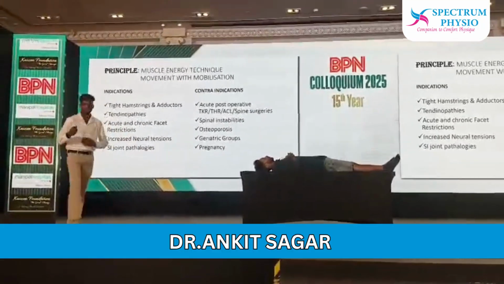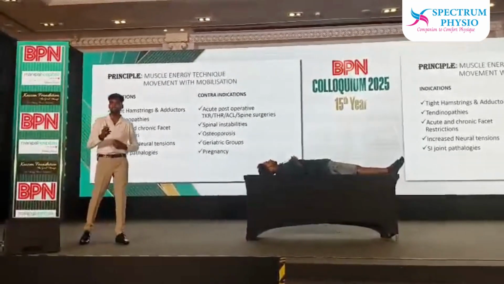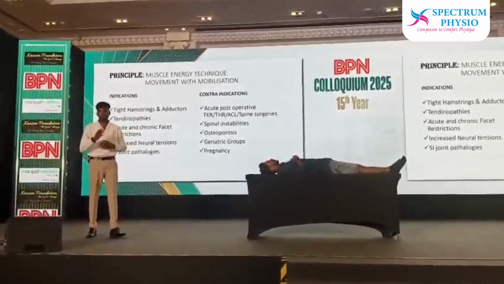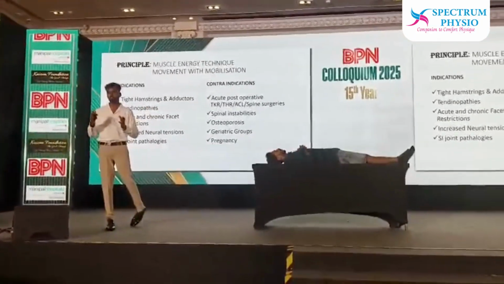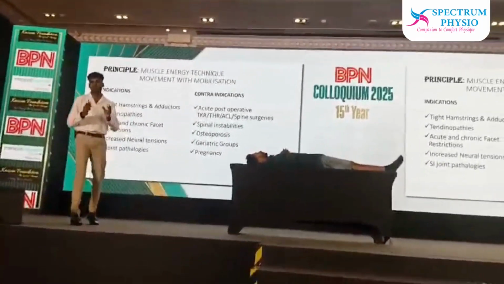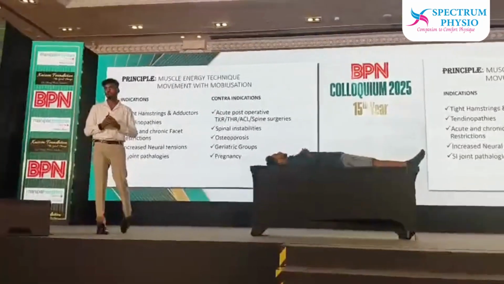So here the principle is going to be two. The first thing is muscle energy technique, where we use isometric holds, which is contract-relax and hold-relax. Here we are going to integrate two: the muscle energy technique and the distraction, which is movement with mobilization, is going to come into play. We integrate both these techniques to increase the length of the hamstrings.